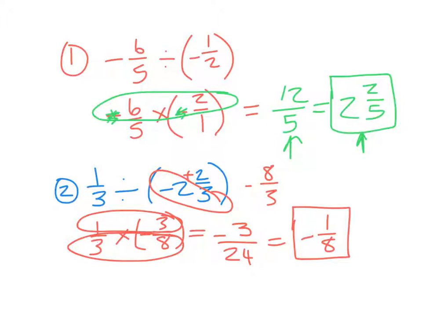Yes, because 3 divided by 3 is 1, and 24 divided by 3 would be 8. Any questions? Am I zooming too fast? Please tell me to slow down if I'm going too fast. All right, let's look at number 3.